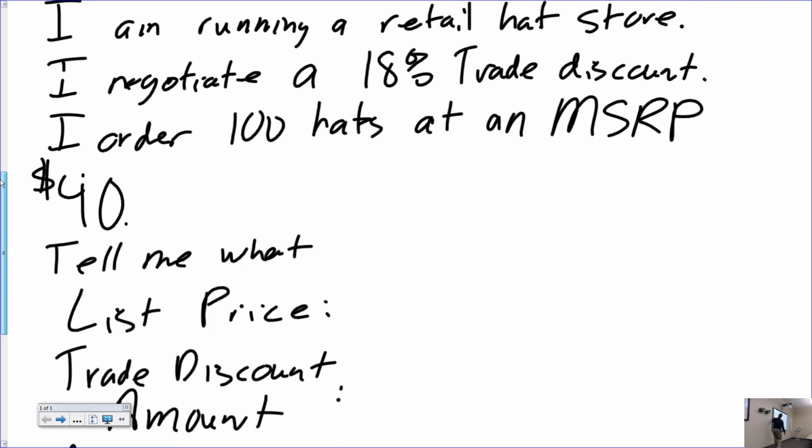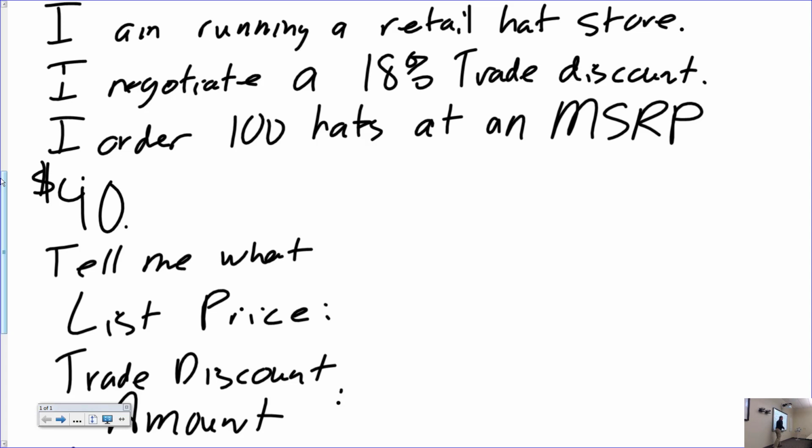So, before we start, let me impress upon you that this is an invoice. So when we start talking about list price and net price, I'm talking about the entire order, not one item. So, what is the list price for this particular order? How many dollars' worth of stuff am I getting?